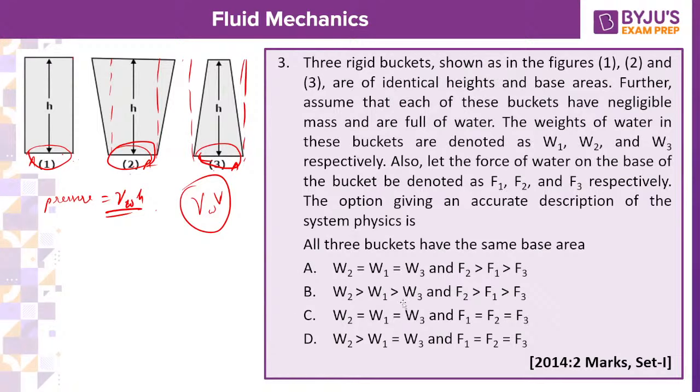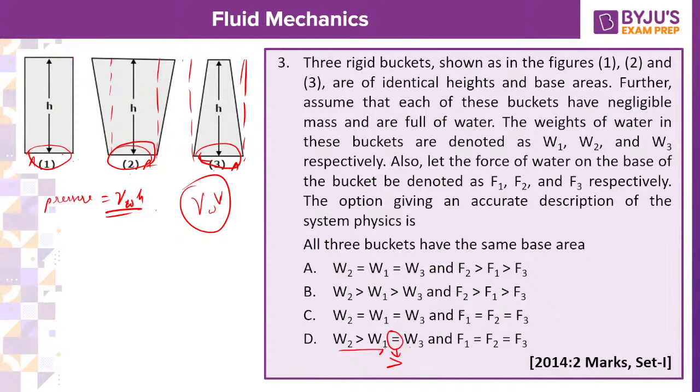W2 will be more than W1. I think there is some issue with this option. W2 will obviously be more than W1, but W1 also will be more than W3. I think there is some problem. It must be greater than only, isn't it? It depends on the amount of water. It is very normal, any nominal thing you can understand. If you are containing more and more water, of course the weight also will be more.